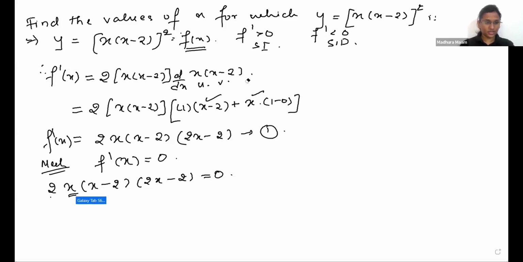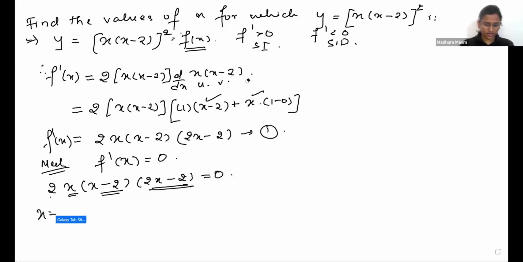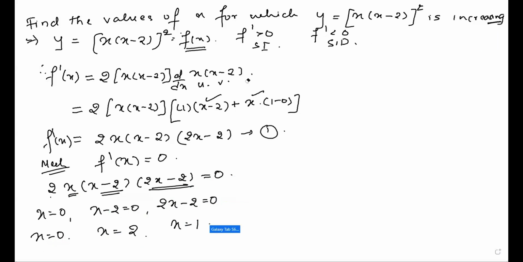So one factor is x. What is one more factor? x minus 2. What is one more factor? 2x minus 2. So either x is 0, or x minus 2 is 0, or 2x minus 2 is 0. From the first, x is 0. From the second, x equals 2. Here, x equals 1. Correct? Yes, ma'am. The 2 went to the other side, so 2x equals 2, which gives x as 1.